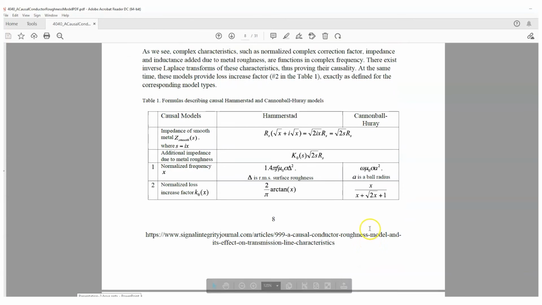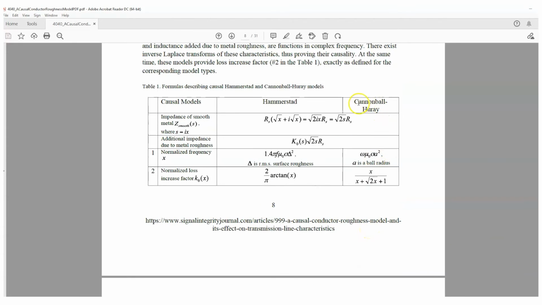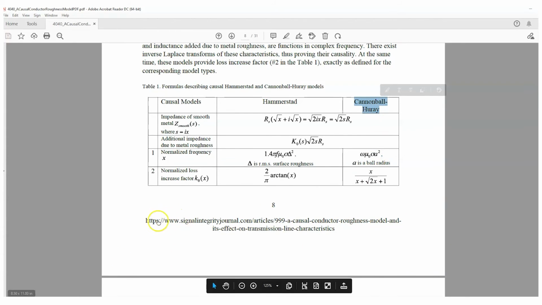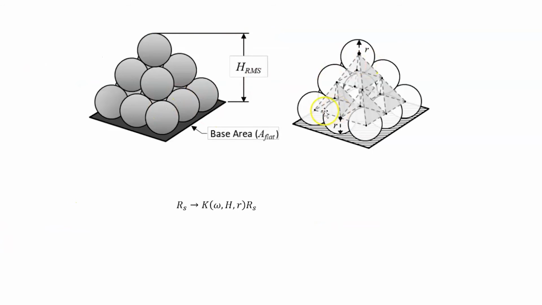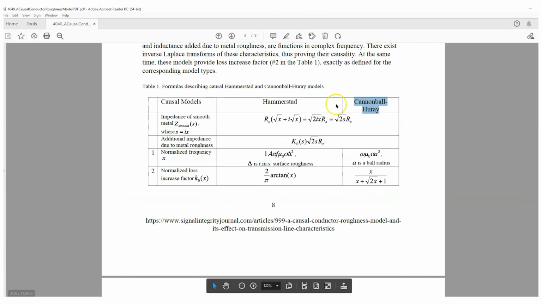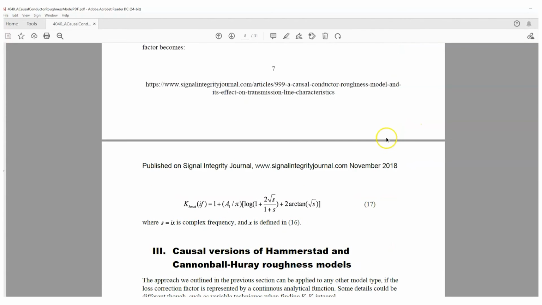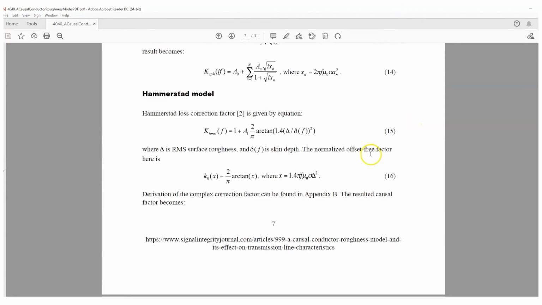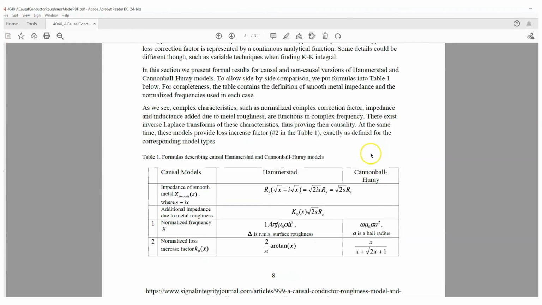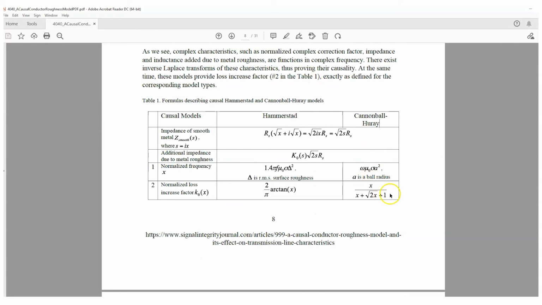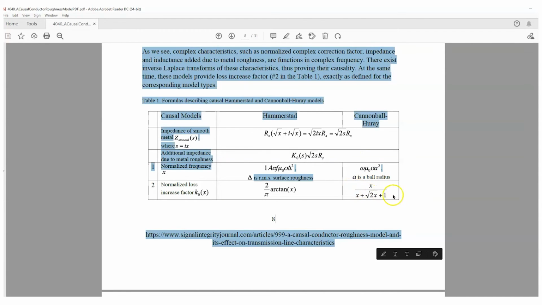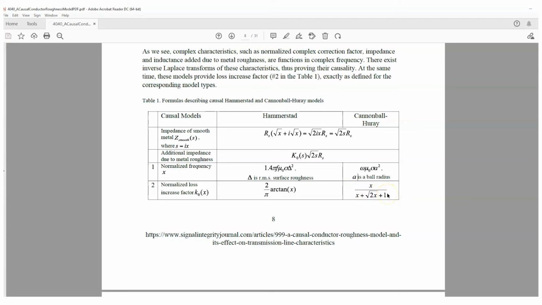So there's a lot of information in here, and the Cannonball Huray model is basically the model that corresponds to this picture here. Okay, you could use the Hammerstad model, but now what people are doing is, instead of using one of these analytical models, they'll actually just measure the skin effect. So they will measure the skin resistance and they'll get some kind of tabulated data, and then they'll use that instead, and then maybe they can use that to regress to a model like this.